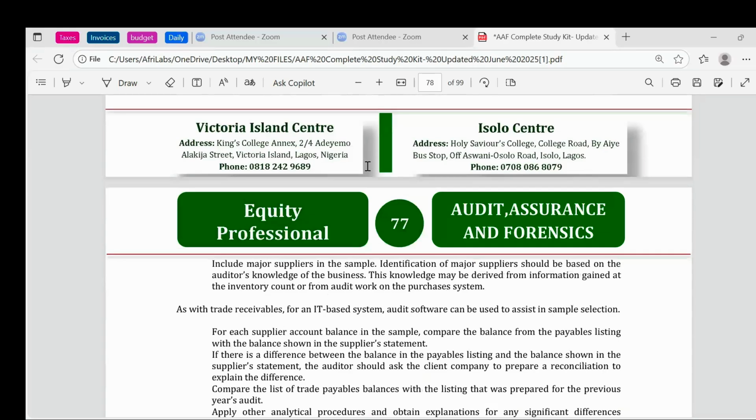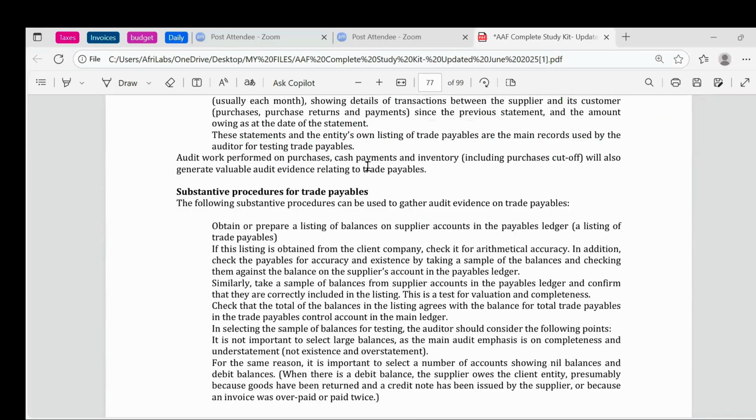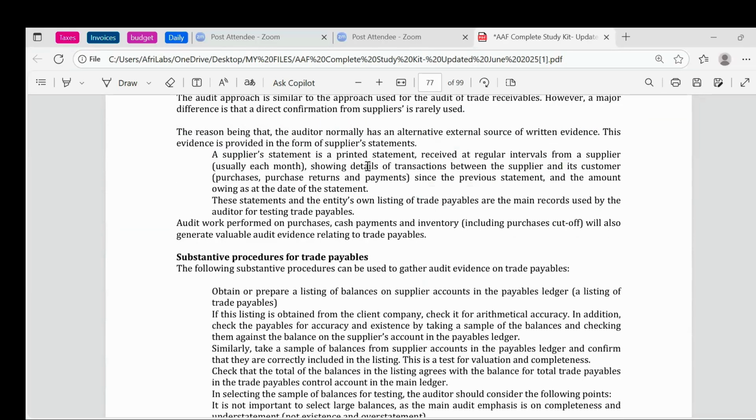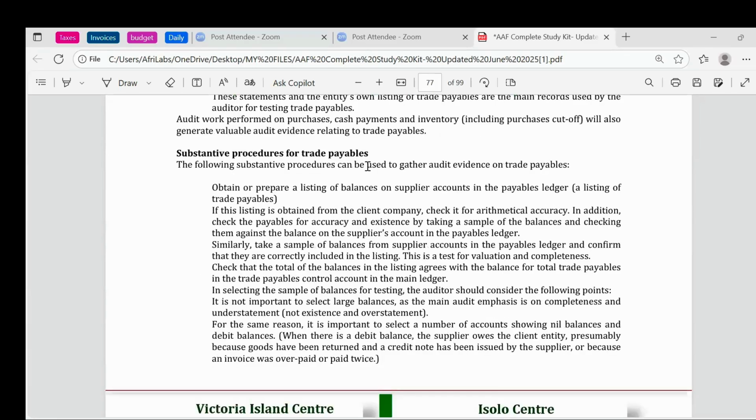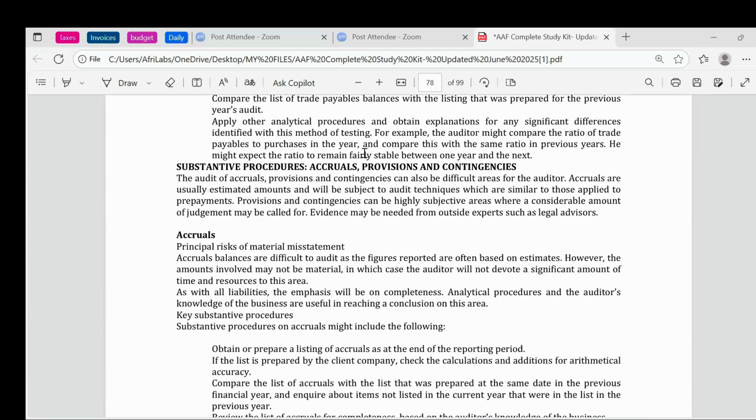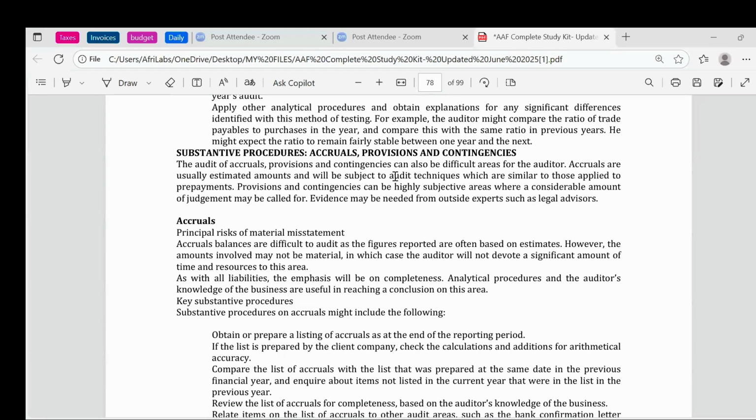So we're going to look at this just briefly. I don't like to come to class and read the substantive procedures to you. It doesn't help you, it doesn't help me. So this is trade payable. Then we have accruals, provisions, and contingencies. Those ones too, they are under what? SOFP. Okay.